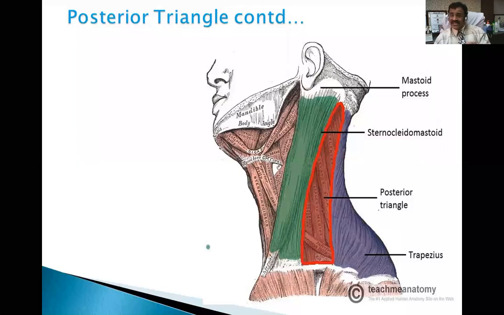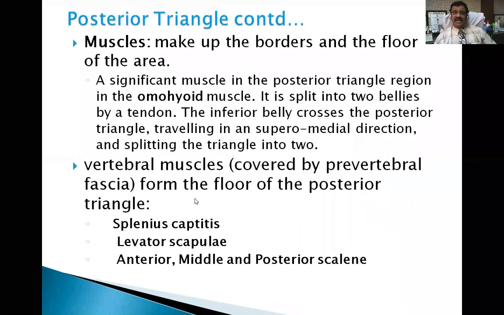Similarly, the anterior border of trapezius becomes the posterior boundary of the posterior triangle, and the middle 1/3 of the clavicle becomes the base, and the apex is pointed towards the mastoid process. And the muscles which make up the borders and floor of this area, let's try to understand this.